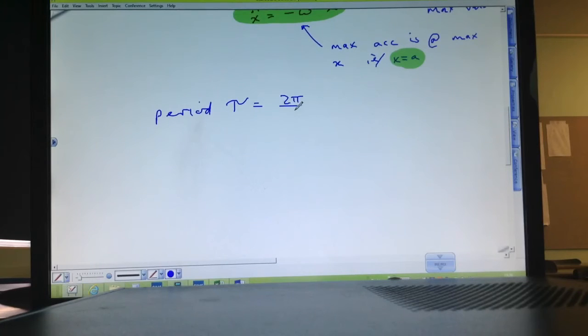2 pi over, not t. What's t? Omega. Omega is your angular speed, so that's radians per second. The radians cancel, so this just gives you seconds overall. That's how many seconds it takes to do one period, one full circuit. And that's it. I want that highlighted. Those are the formulae.